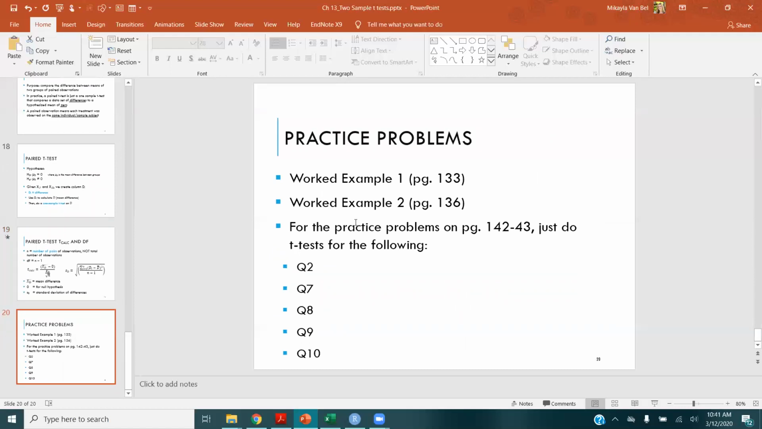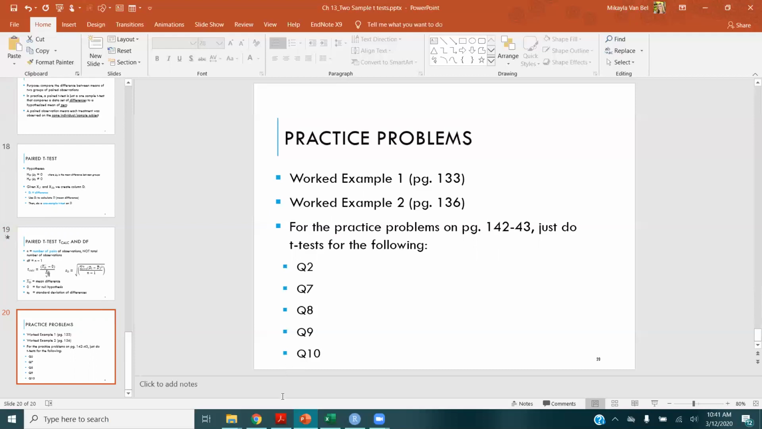The last slide I'm showing here is the practice problems you can use to study for the t-test chapter. We will go through worked examples 1 and 2 during this video. There are also several practice problems in the lab manual you can do to practice two-sample t-tests. Those are listed here. The problems are worded somewhat differently, and what I would like you to do is to just do two-sample t-tests following the methods that we'll see in the worked examples. So let's get started with the worked examples.